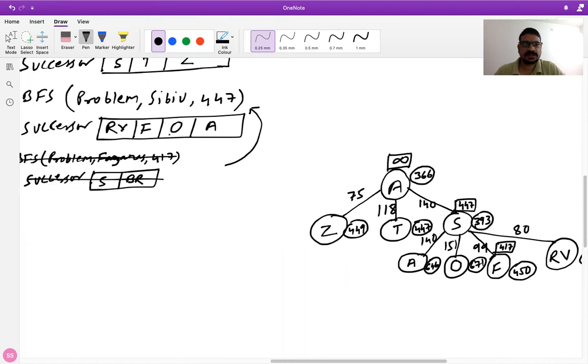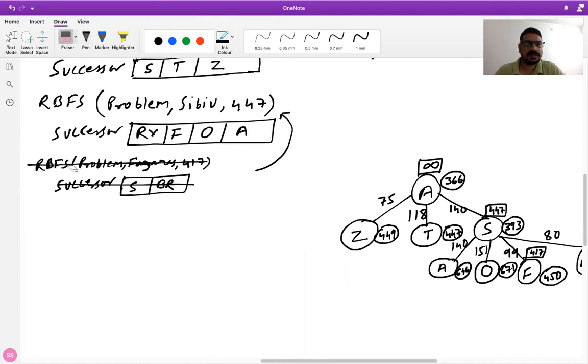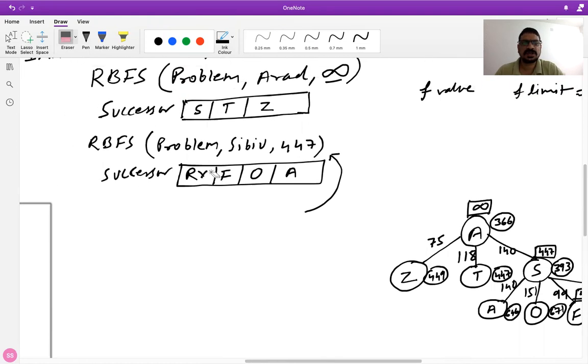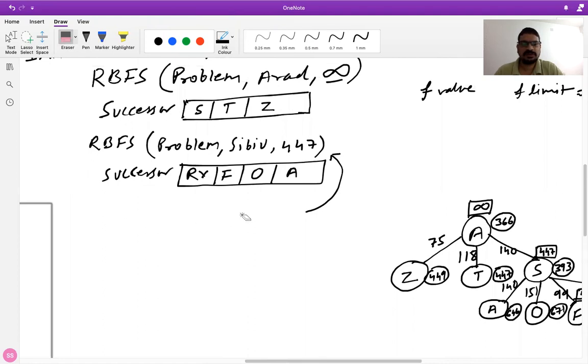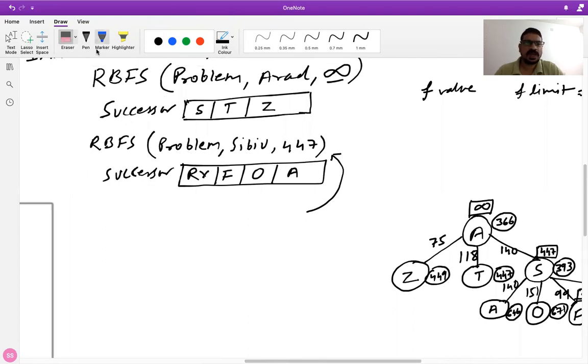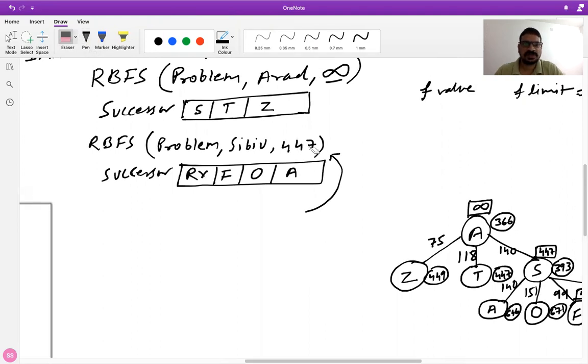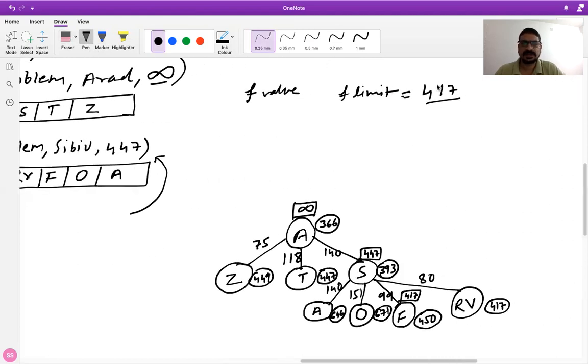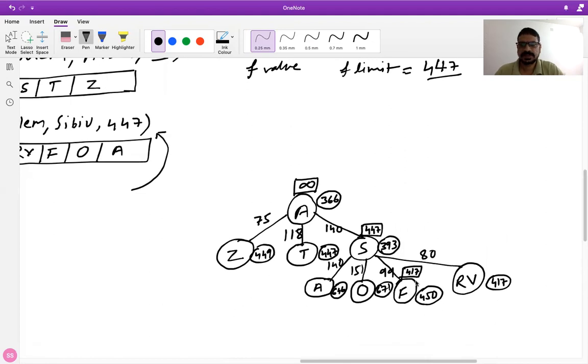Now, next, the previous one, and I will erase this because it is of no use right now. What is my previous function? Because it is recursive, right? So we have done with this, then we'll go to the previous one. Again, the problem, Suboi, and right now it is 447. What is it? F limit. So I'll just update the F limit here as 447. This is of no use, so I'll just remove it from here.